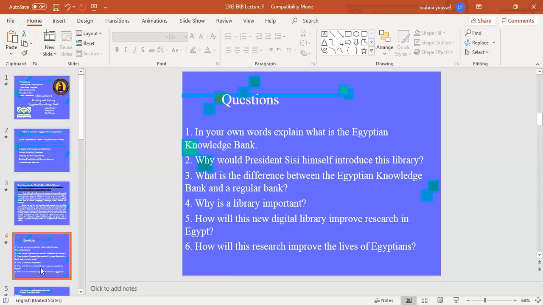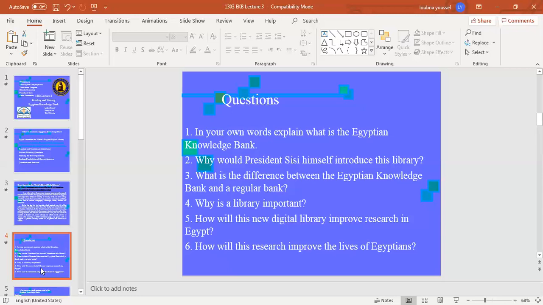The second question is, why would President Sisi himself introduce this library? Now, this question inspired a lot of wonderful answers, and we're going to discuss them together. What is the difference between the Egyptian Knowledge Bank and a regular bank? Now here we are comparing and contrasting.